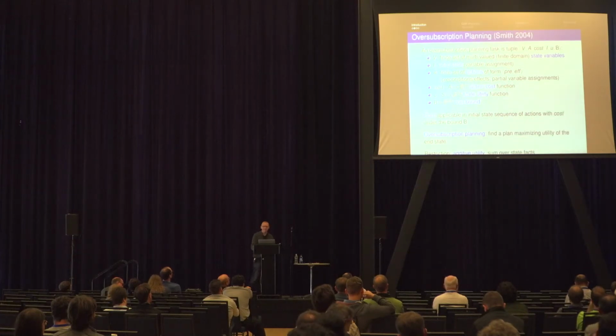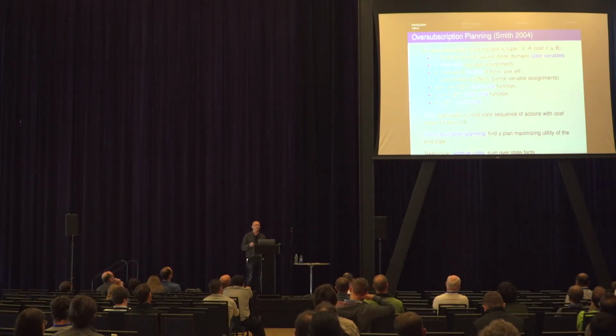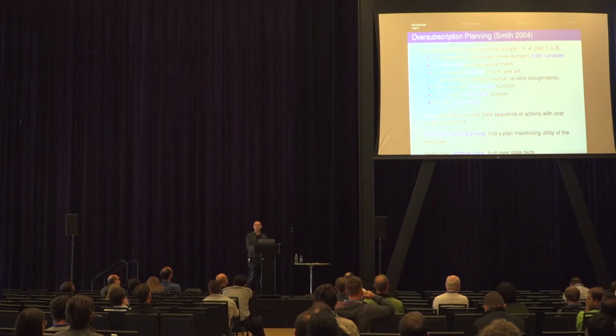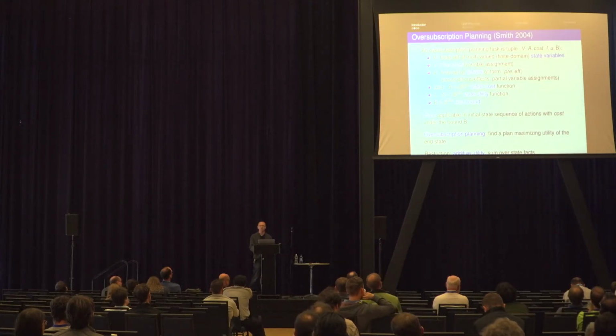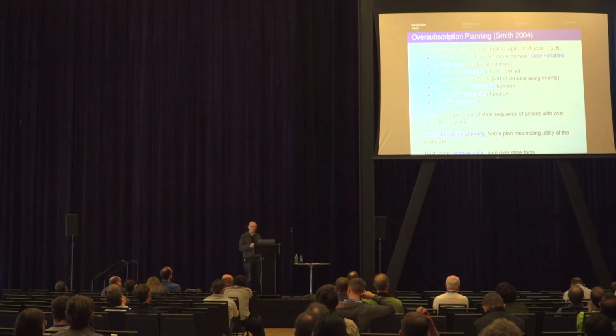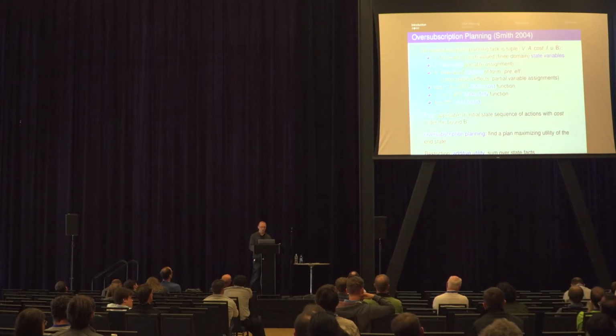So coming back to what we actually want to solve here, an oversubscription planning task was presented 15 years ago now by David Smith, here probably. And here the difference is that we don't have a goal, but what we do have is a state utility function that maps states into real numbers. And we have a bound on the summed action cost. And the plan would be a sequence of actions with a cost under that bound. And in oversubscription planning, the task is to find a plan maximizing the utility of the end state.